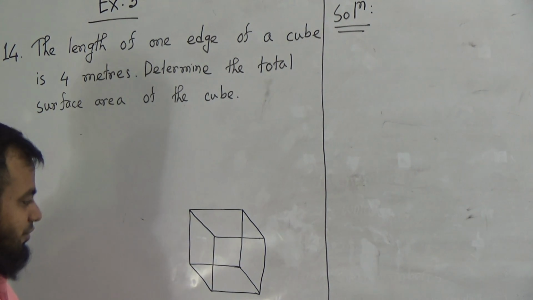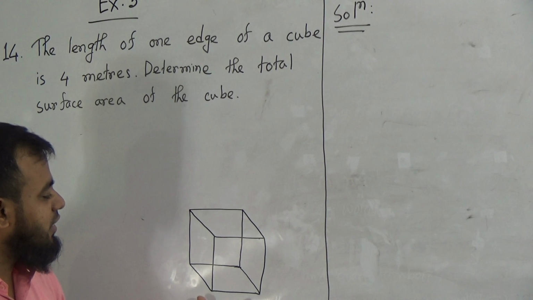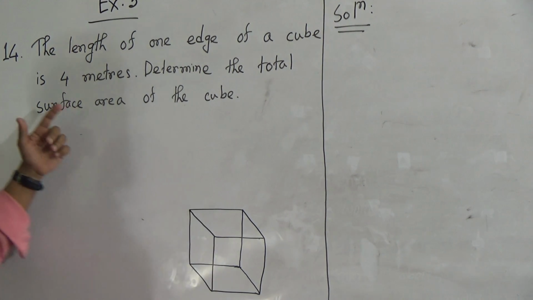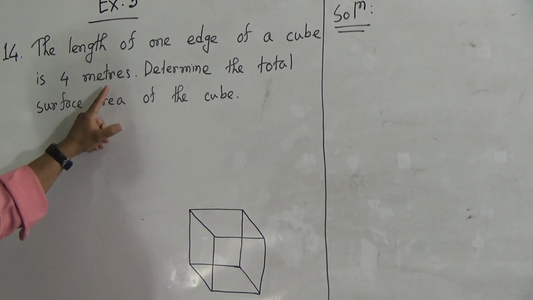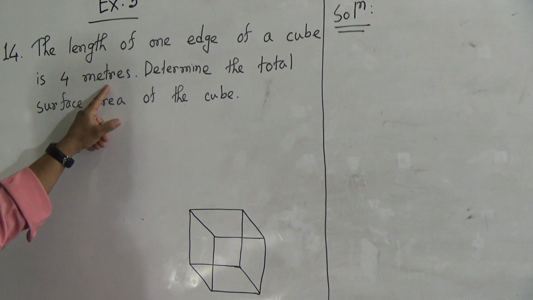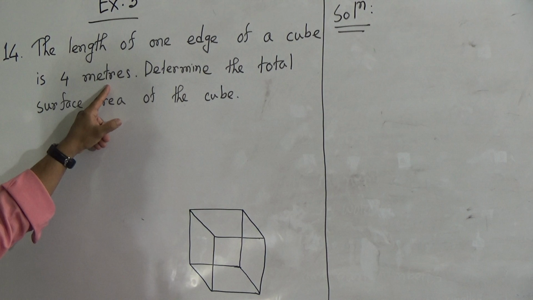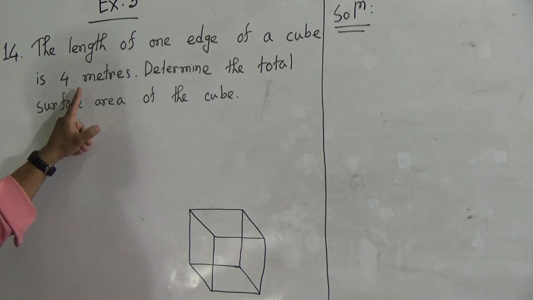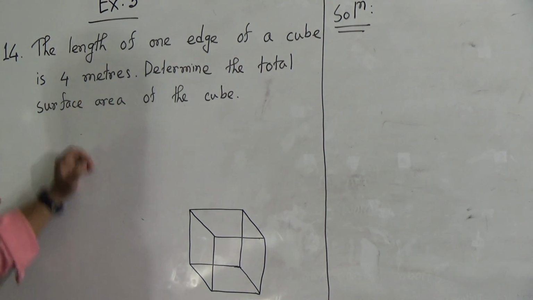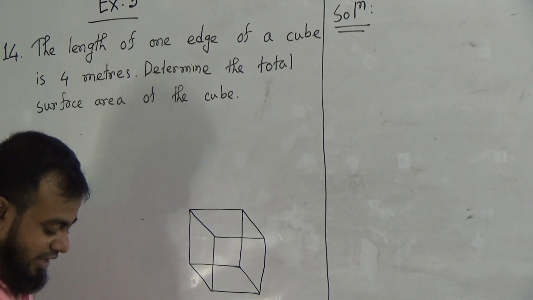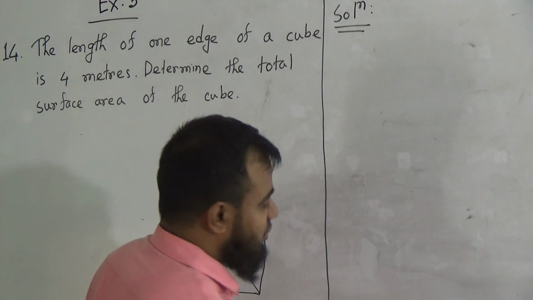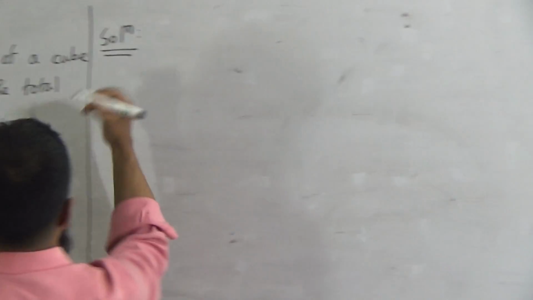Okay, and to find one square, we are given in the question that one edge is 4 meters. And we know that a square's area is what? Square area is side square. One side is given, so side square means 4 square will be our one square area. Okay, so let's do the solution of this question 14.